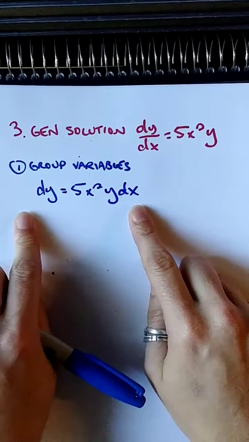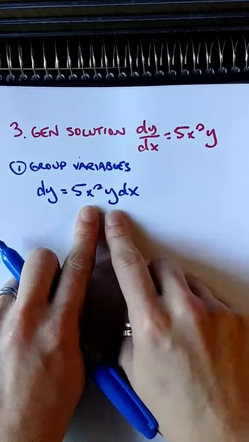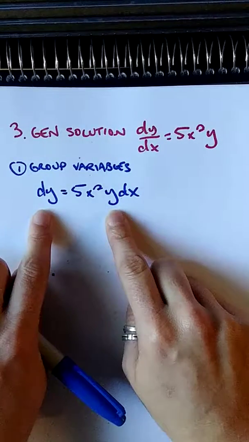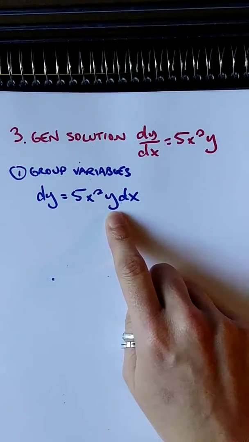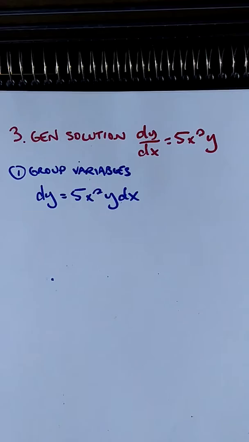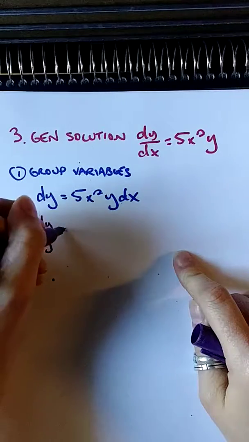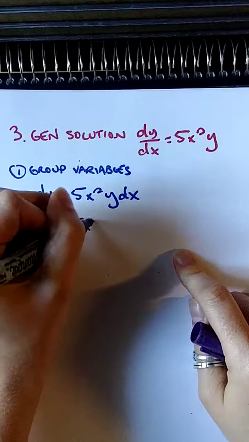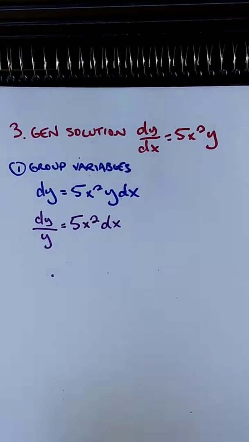So my dx has been multiplied to both sides. Now I'm going to check out where my variables are. I have all my x's on the right, that's awesome, but I also have a y on the right and a dy on the left. So I'm going to take this y from the right and move it over to the left-hand side. And I do that by dividing. So I'm going to divide both sides by y so that I can move it over. So on the left I'll have dy over y, and on the right I'll have 5x squared dx. Now everything is separated. I'm ready to move forward.